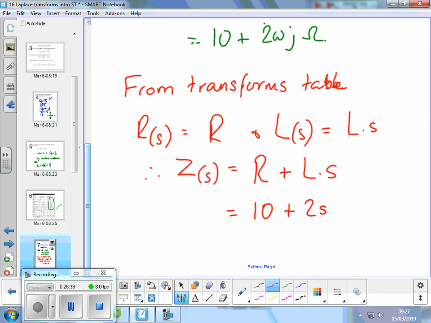So there's no S that goes with R, but that's L, 2 in the circuit we've got, and that's times S. Everybody happy with that? Can we move on?